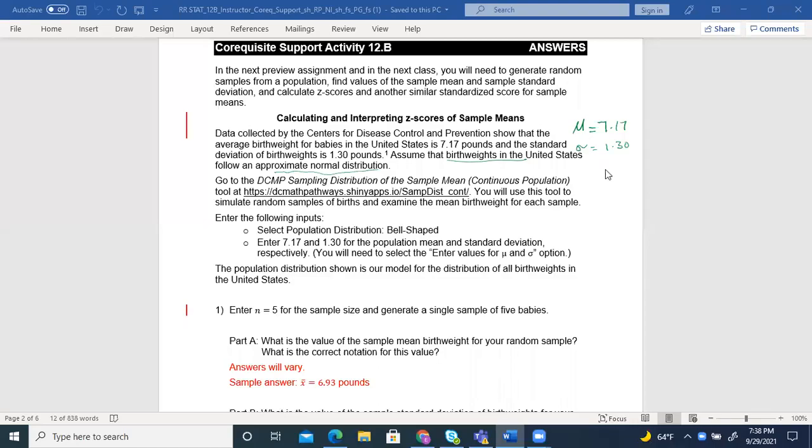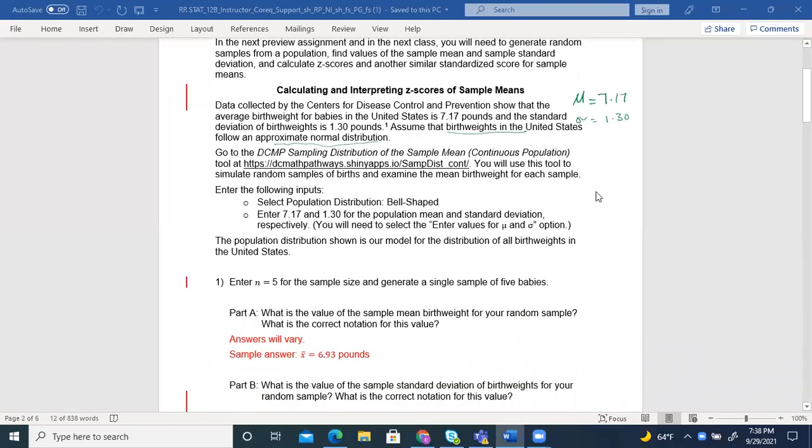Welcome to support activity 12B, calculating and interpreting z-scores of sample means.